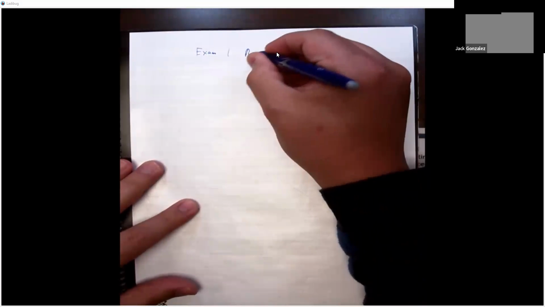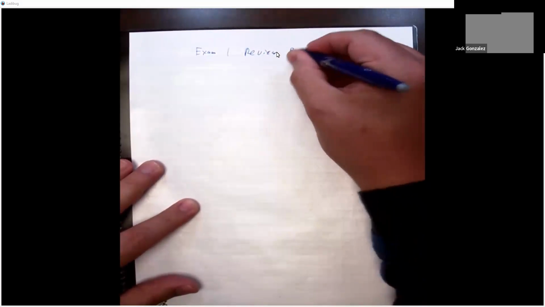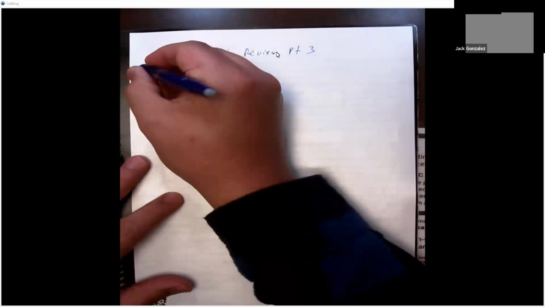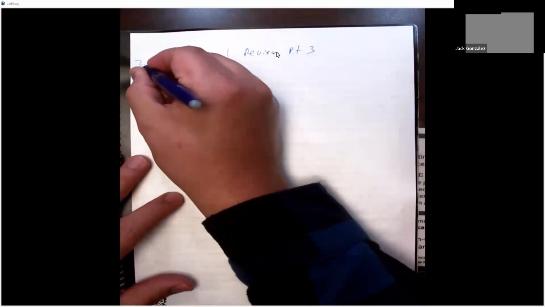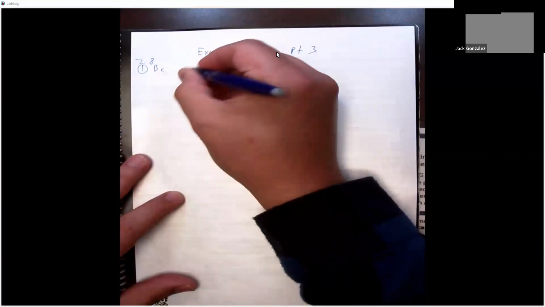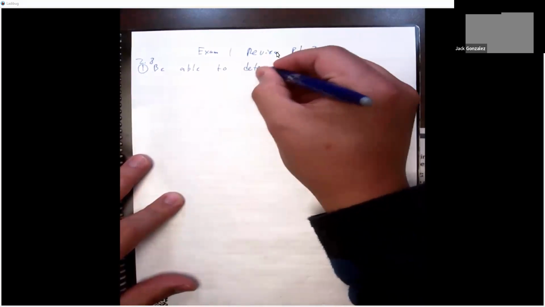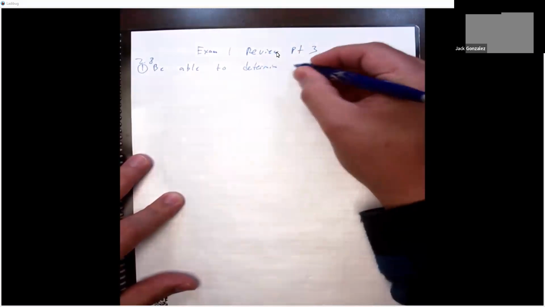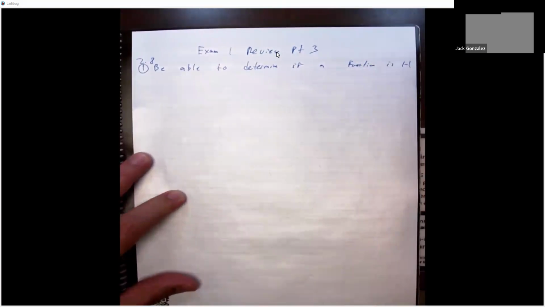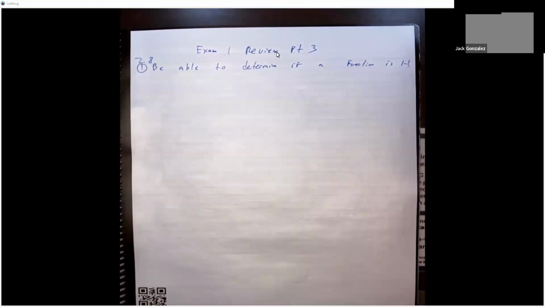Exam review, part 3, I guess. Section 2.8. The first thing I need you to know for 2.8 is to be able to determine if a function is 1-to-1. I'm going to give you an equation, and I'm going to say, is this guy 1-to-1?